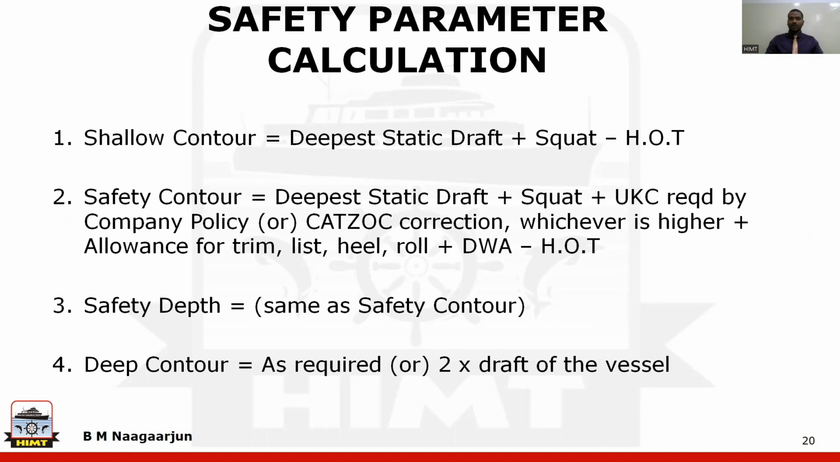The formulas we've seen so far can vary from company to company. So please have a look at your company SMS before you start calculating the safety parameters for your own vessel. Also, whenever you get a value out of this calculation in decimals, for instance, when you calculate the shallow contour, if it turns out to be 11.7, please always round it up to the higher number, which is 12.